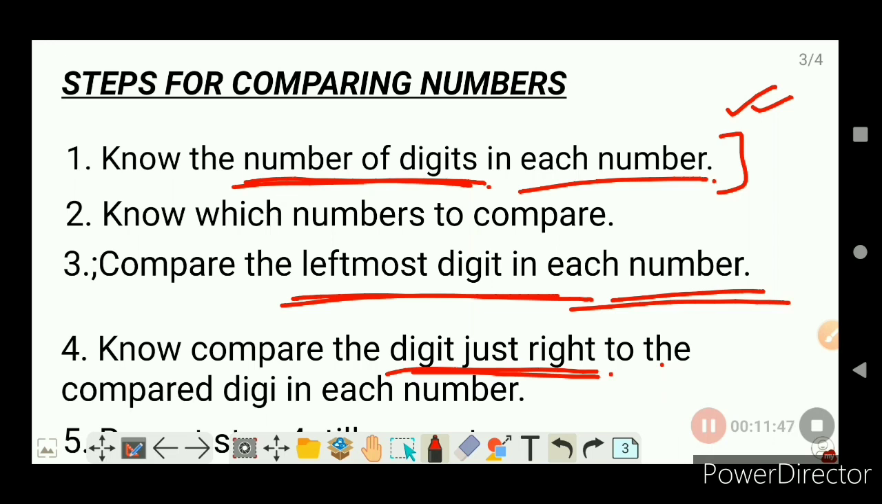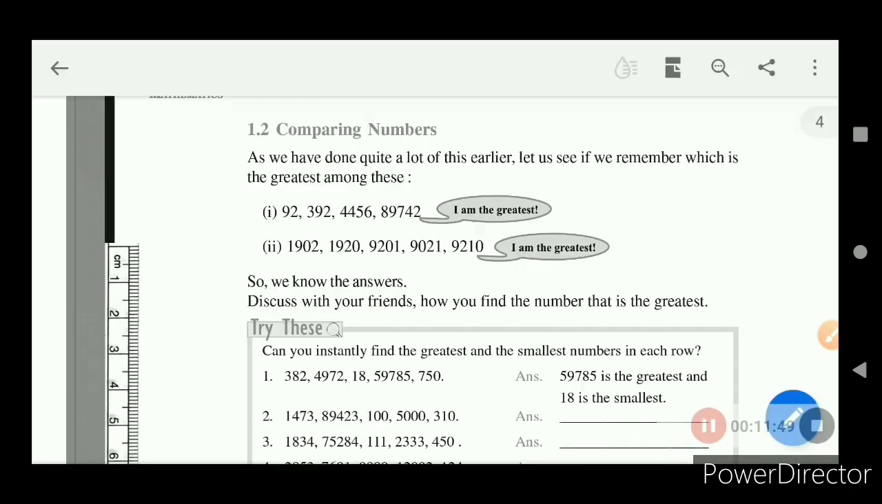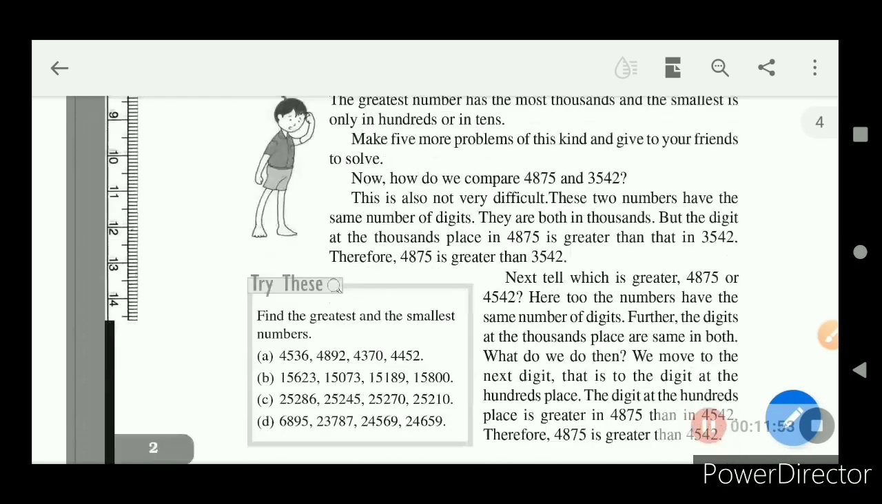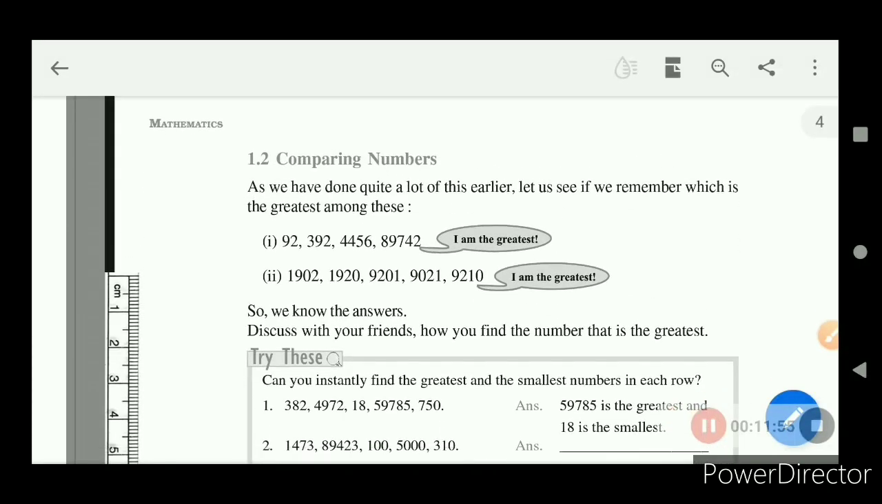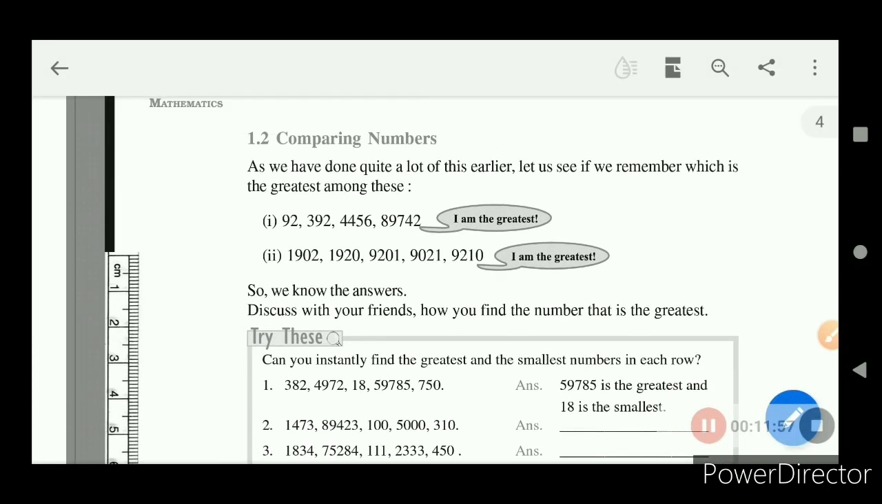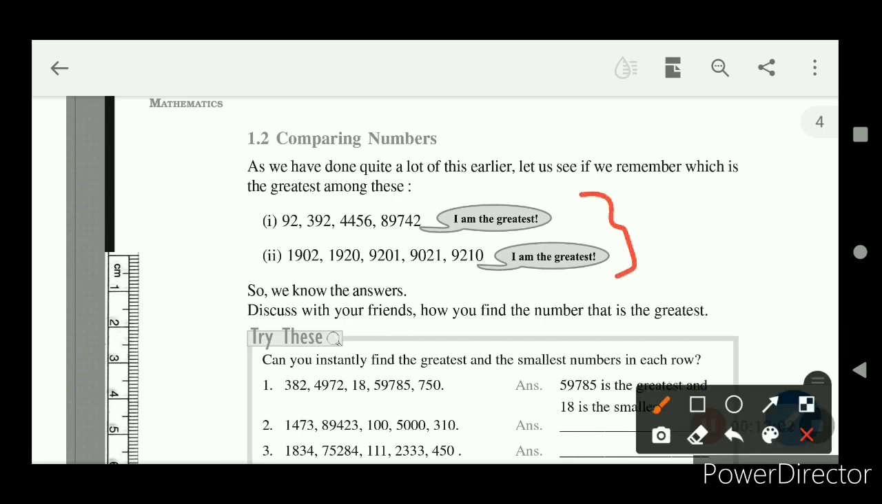Now let us see the example. We have the examples here on page number 2, comparing numbers. So there are 2 examples given. I am the greatest, I am the greatest. Why do they call themselves the greatest? Okay, let us see this example.